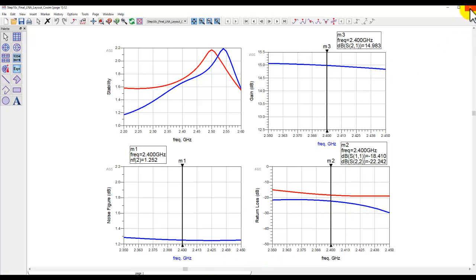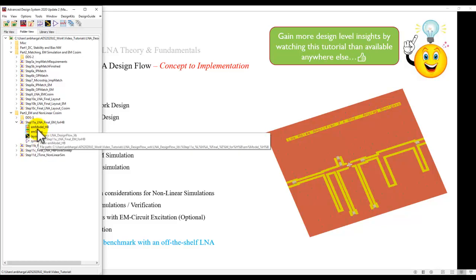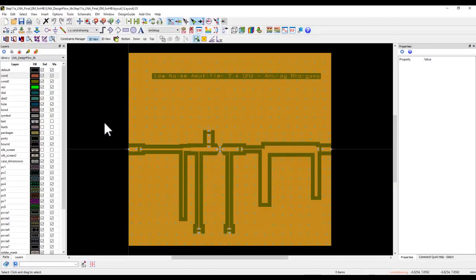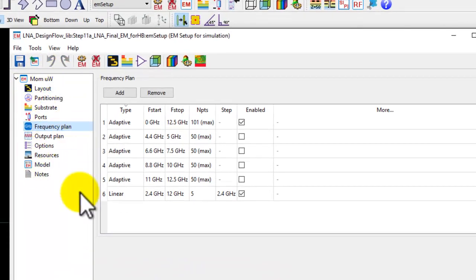Now, as a final verification process, we need to do a nonlinear simulation. In order to do that, the layout doesn't change, but how we set up the EM simulation differs slightly. So let's talk about it. Now, if I open EM setup here, the main difference is how you set the frequency plan on the EM simulation side, so that this layout model is useful for running a nonlinear simulation, whether you are doing a transient simulation, harmonic balance simulation, or even circuit envelope analysis.